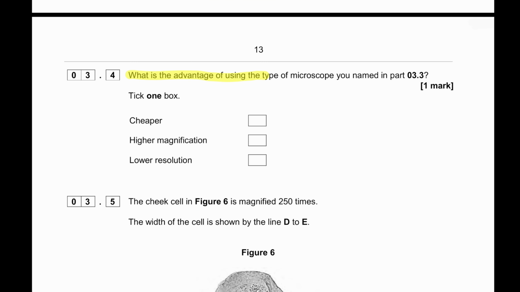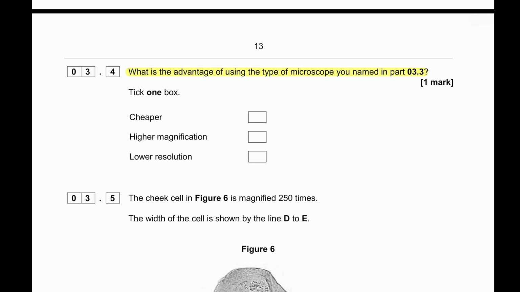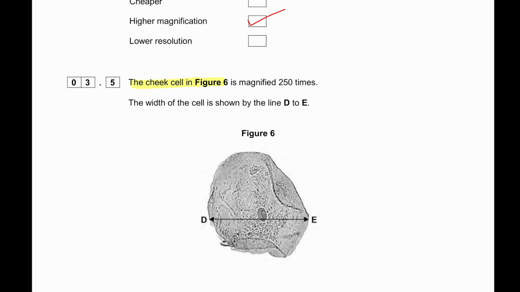What is the advantage of using the type of microscope you named in part 3.3? In part 3.3, we have mentioned the electron microscope. Electron microscope has very high magnification. We can magnify it to a very high level, and yet we can see a very clear picture. So, high magnification.